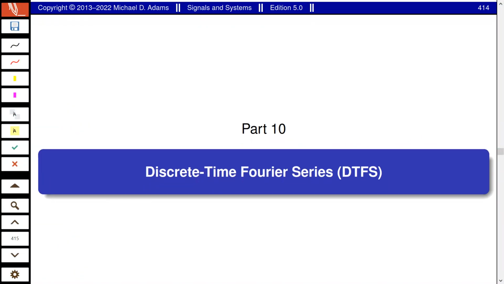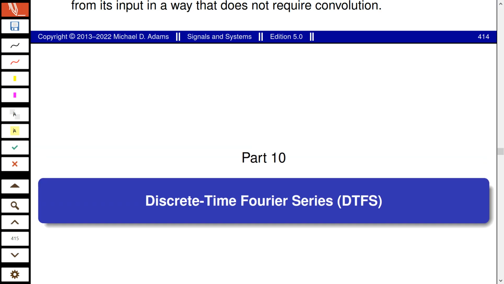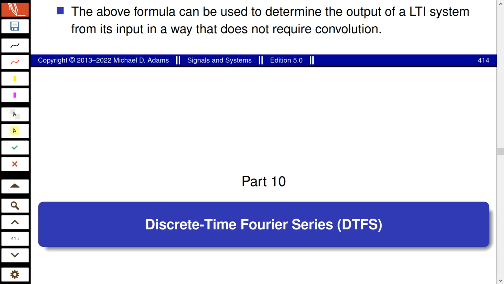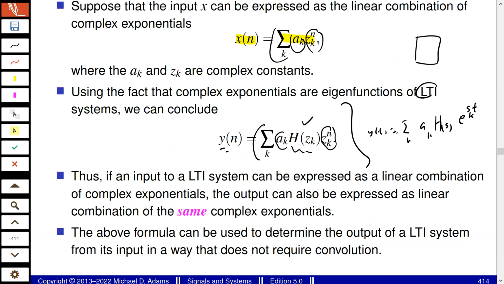Okay, so now we are finally ready to start the Fourier series for discrete time systems. And the motivation for that is this, right? We want to see whether we can express a signal in this form. Now, if we start this directly, that's too complicated. So let's simplify this first.